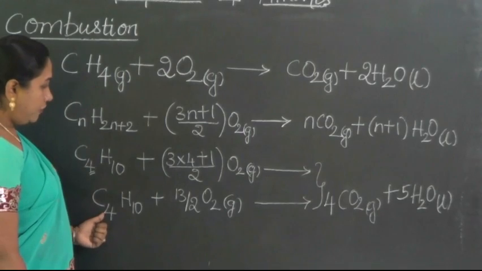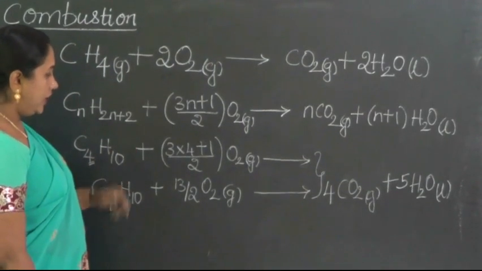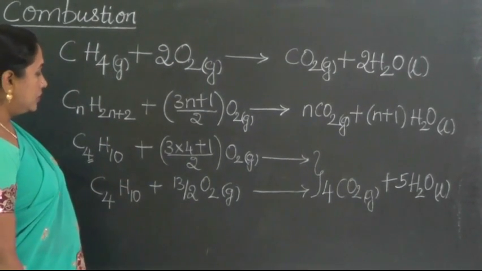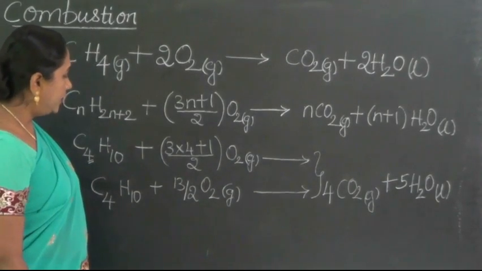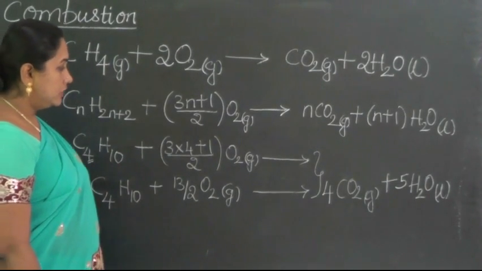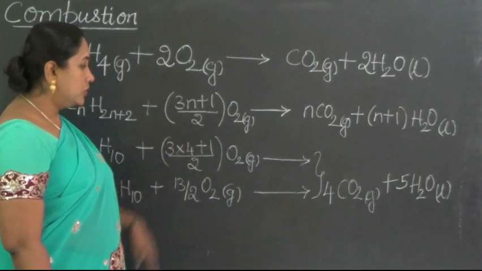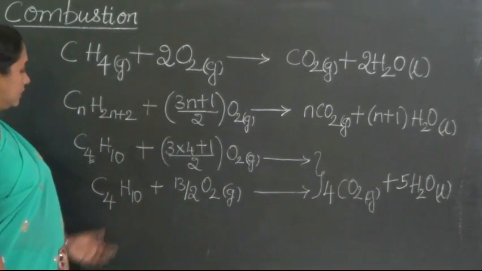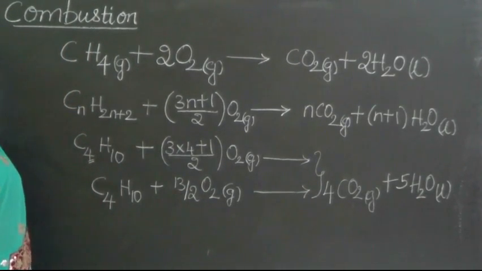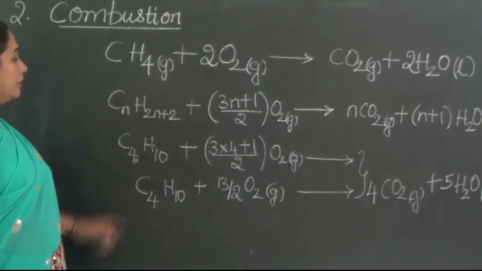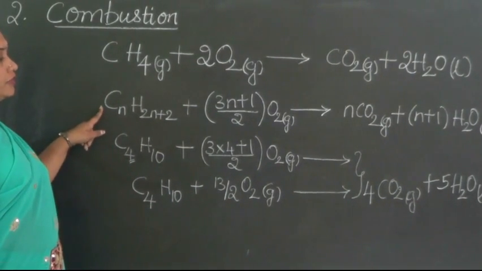So 4 carbon atoms here, 4 there on our RHS also. So 13 by 2, so therefore that's also balanced there. So this is how we get a balanced chemical equation by applying the formula.